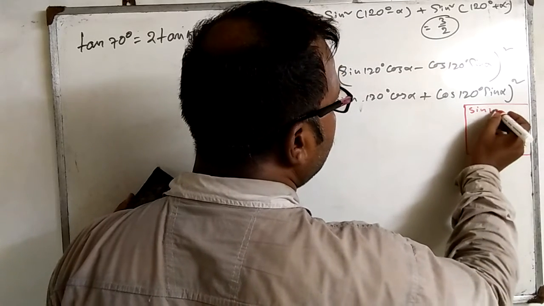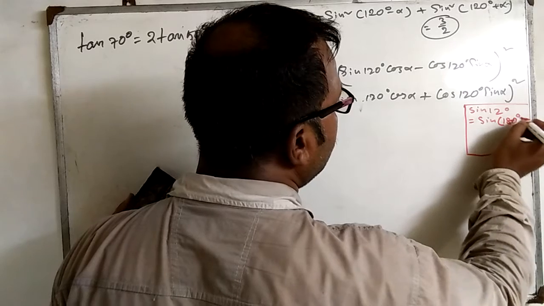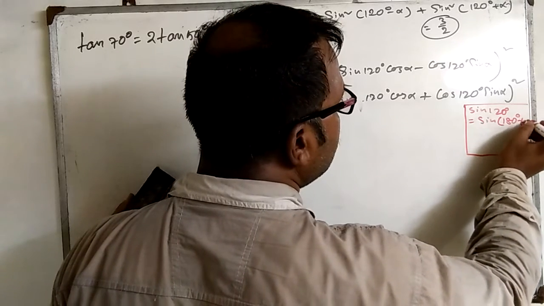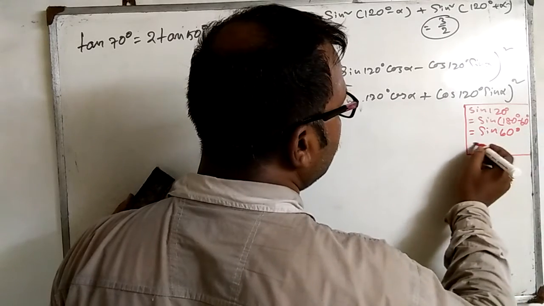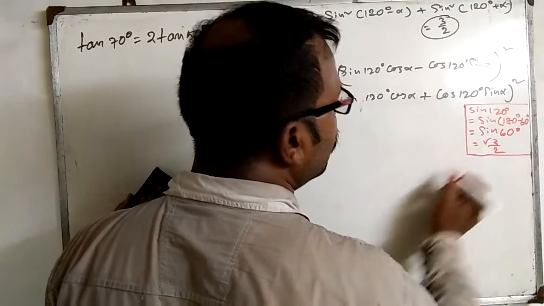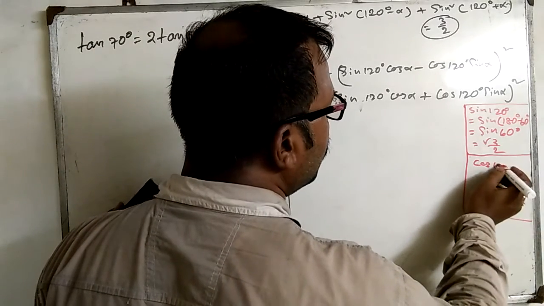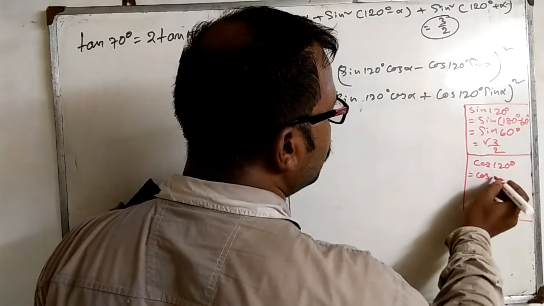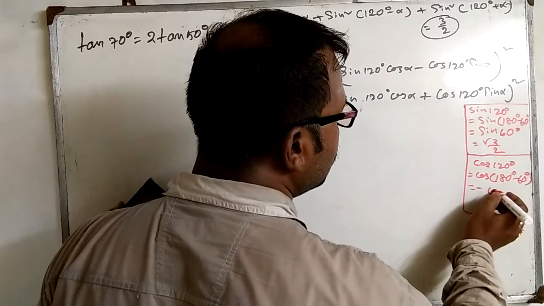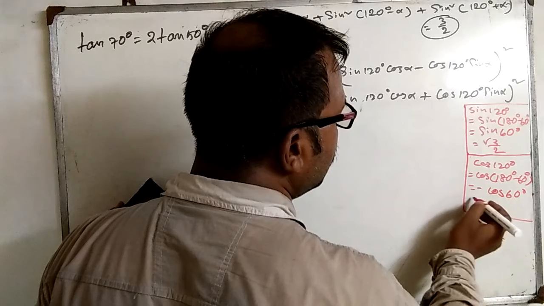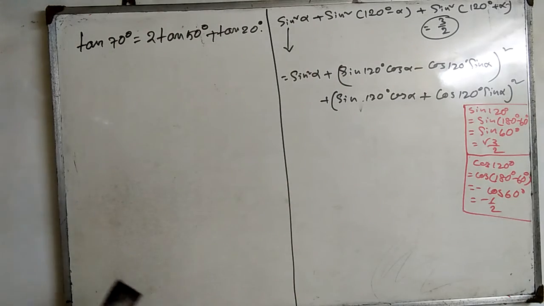Now we have to do a rough one. Sine 120 equals sine 180 minus 60, so that is sine 60, which is root 3 by 2. Clear? And cos 120 is similarly cos 180 minus 60, so minus cos 60, that is minus half. We just put the value of that.